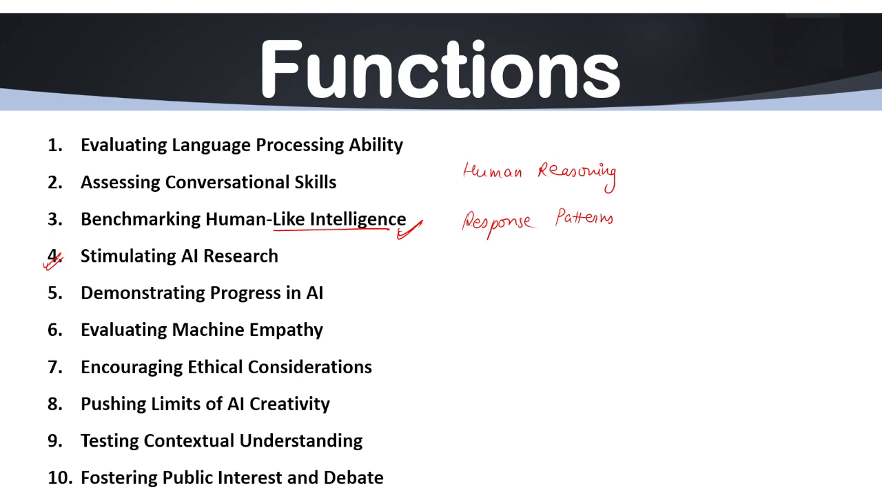The next point is stimulating AI research. Stimulating AI research is very important. We can simply say that the Turing test motivates advancements in various AI subfields like machine learning, natural language processing, and cognitive computing, as researchers aim to develop systems that can easily understand anything.